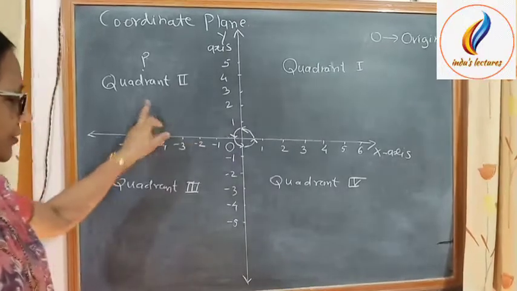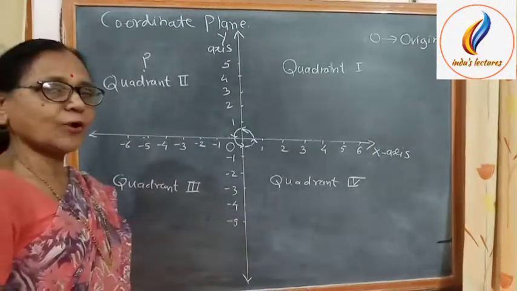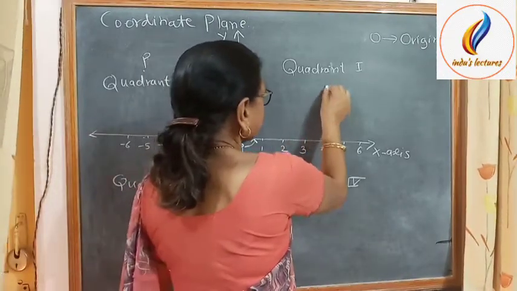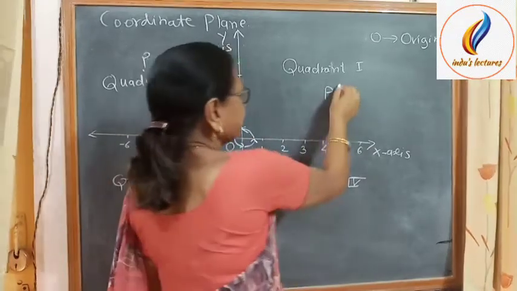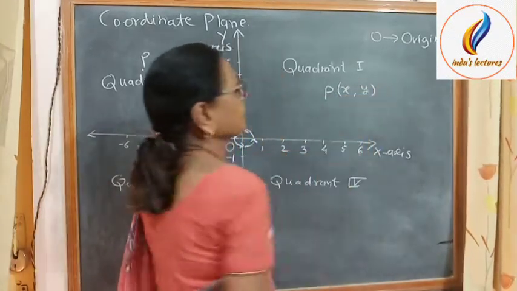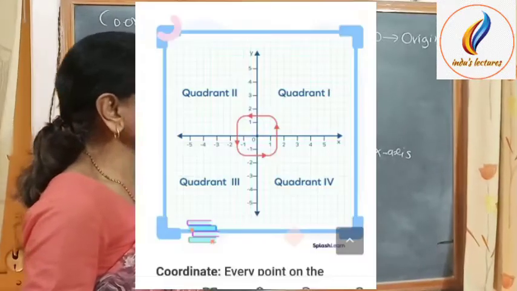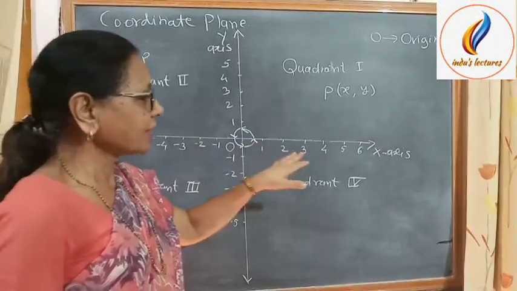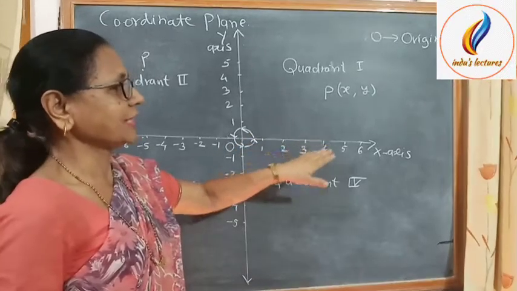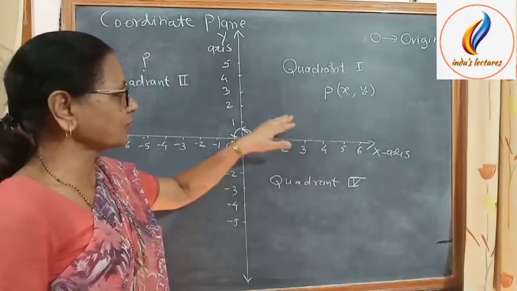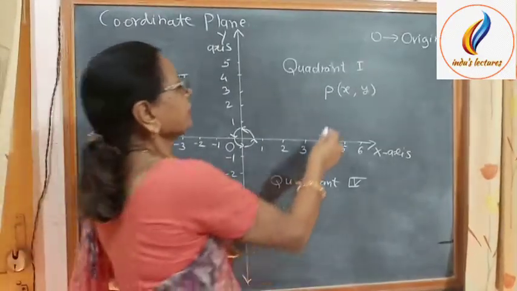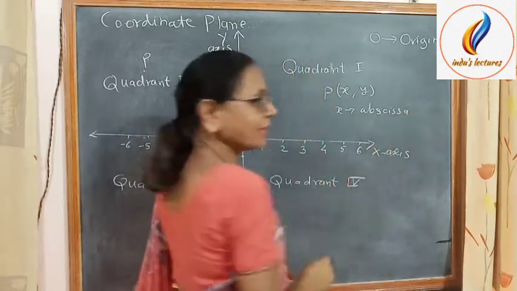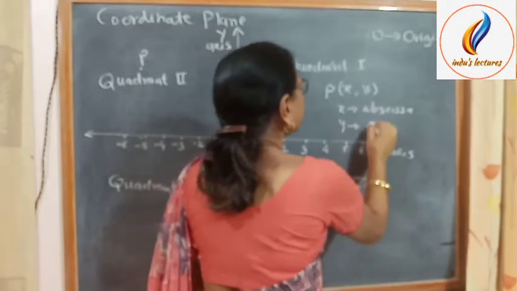Quadrant first, quadrant second, quadrant third and quadrant fourth. Any point in a plane is represented by the ordered pair (x, y). So if we consider any point P in the plane, then it is represented by (x, y), where x is the x coordinate of the point P and y is the y coordinate of the point P. Now x coordinate means its distance on the x-axis and y coordinate means the distance of the point on the y-axis. The x coordinate is also called abscissa, and the y coordinate is also called ordinate.